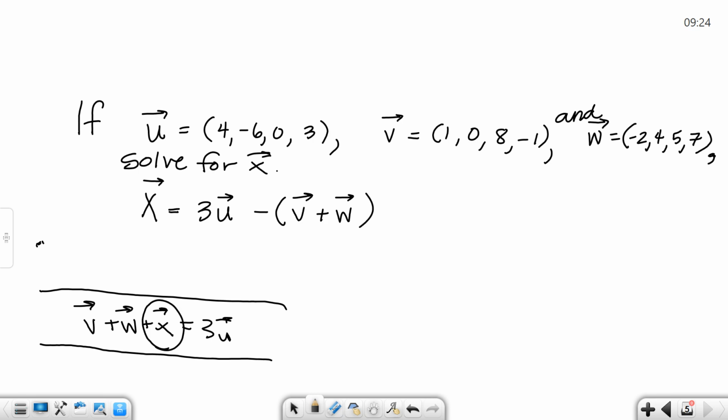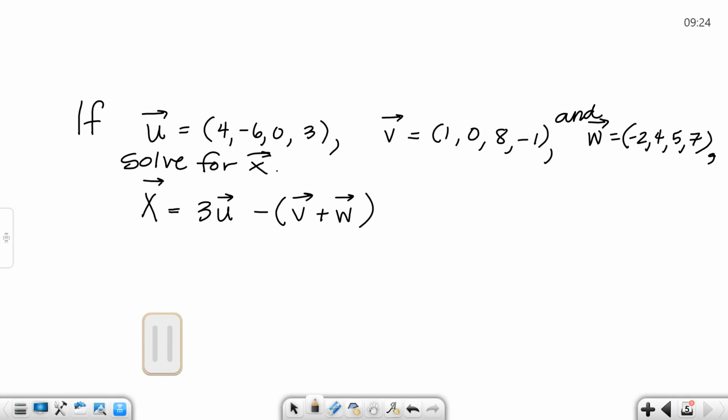However you want to label it, you could make it work. But I think it's easier, if you have x that's not by itself, to solve it and put it by itself first. All right, so what I do know is that x is going to be a R4 vector. Okay, so x equals 3 times u. So I'm going to go ahead and take 3 times u. And you saw me add 5 and 1 earlier and get 4, so please double check. 12, negative 18, 0, 9.